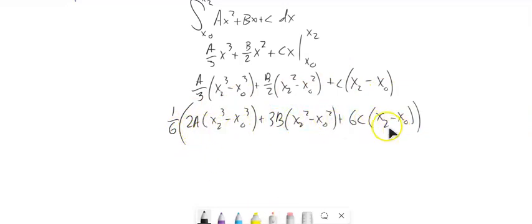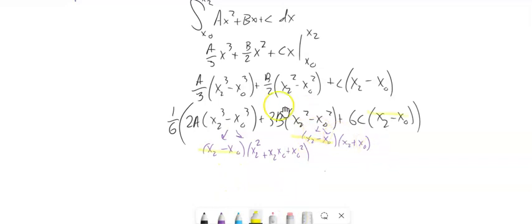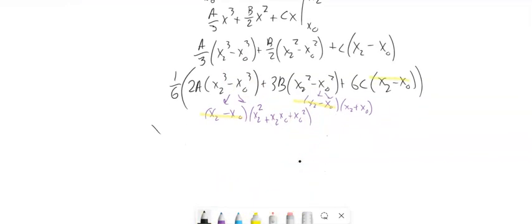Now I notice there's an x sub 2 minus x sub zero. Actually, in each of these, I can factor these. Just so I don't have to rewrite the whole thing, this is a difference of cubes, so this factors too. I'll use a different color. This is a difference of squares, so this factors to this, and this is just something that's linear. But what I want you to notice is they all have an x sub 2 minus x sub 0 in them. So we can factor that piece out as well. So now we have this.